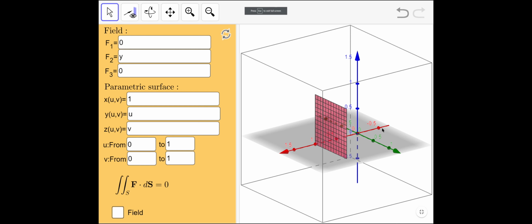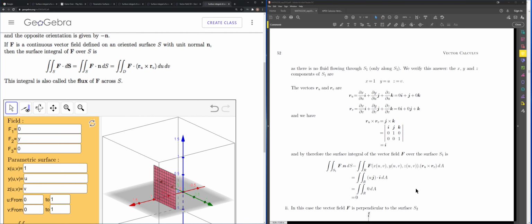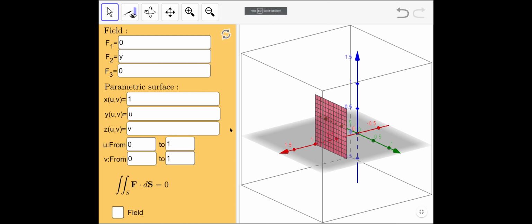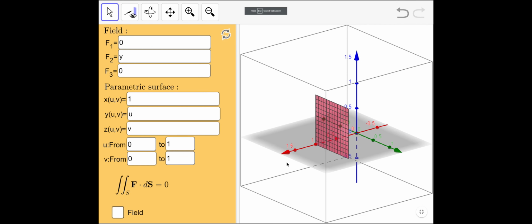Right, so you want to remember that this red axis here is your x-axis, this green axis here is your y-axis, and the blue axis is your z-axis. Okay, so the first thing that you have is that x is equal to 1. So you have x is equal to 1 over here. So x is equal to 1 is a plane in three-dimensional space.